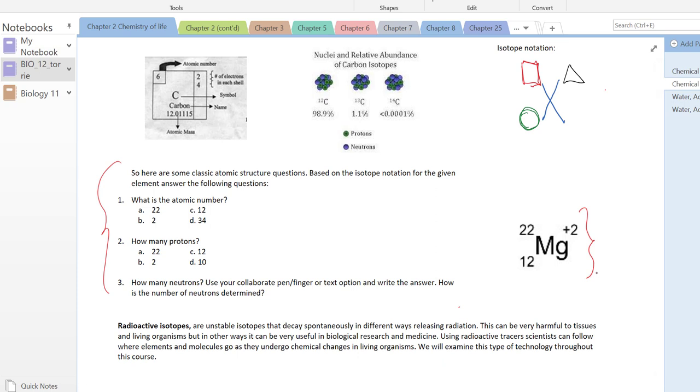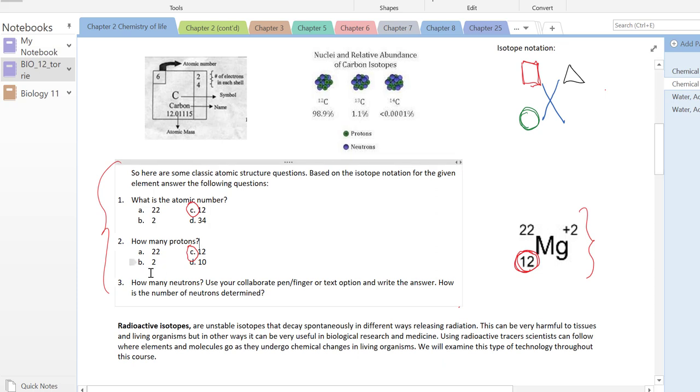But the atomic number for this element over here would be the bottom left, so that's 12. So the answer would be C. How many protons does this element have? Well, the atomic number is the number of protons, so the answer is the same. And now the third question says, how many neutrons? Use your collaborate pen or finger or text the option.